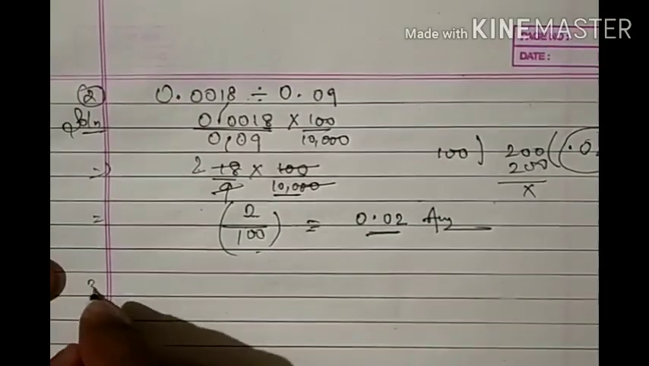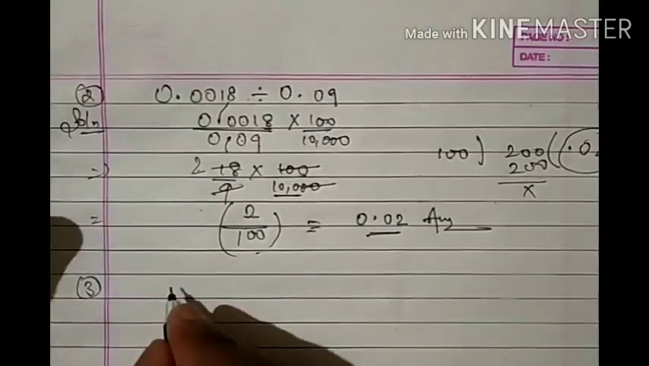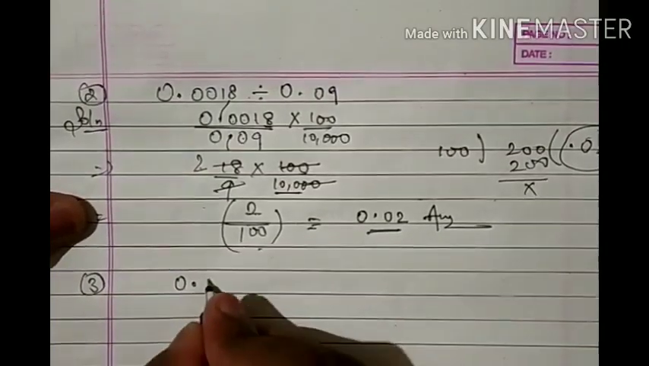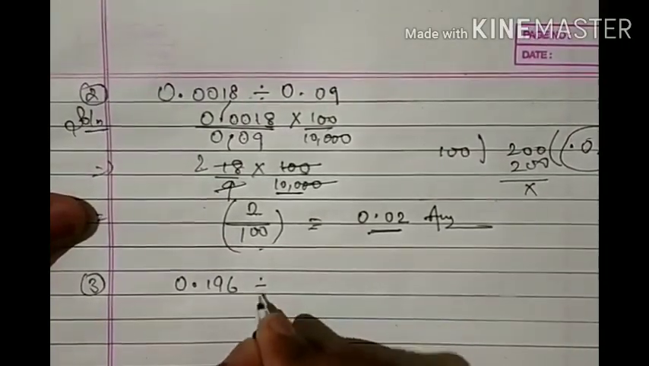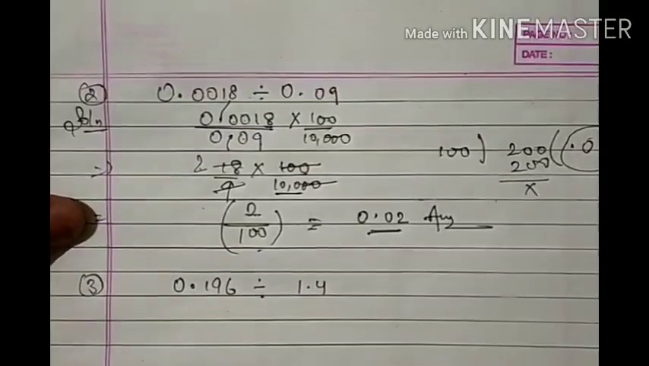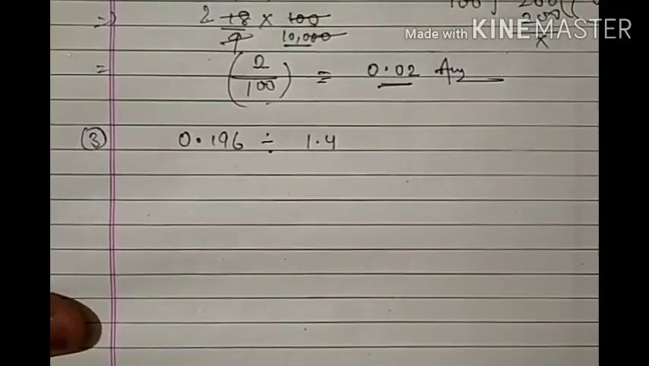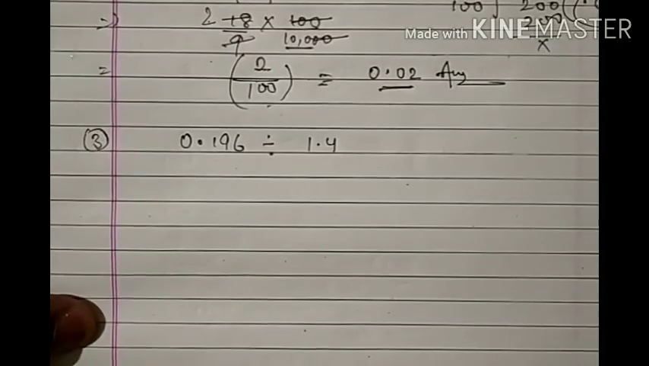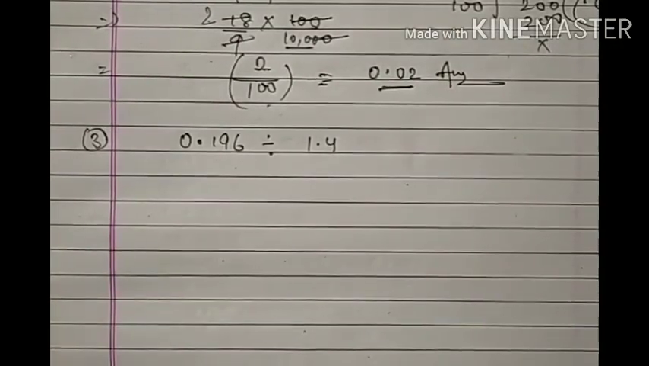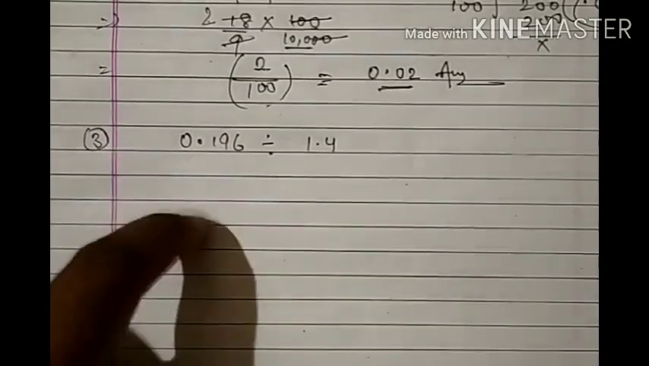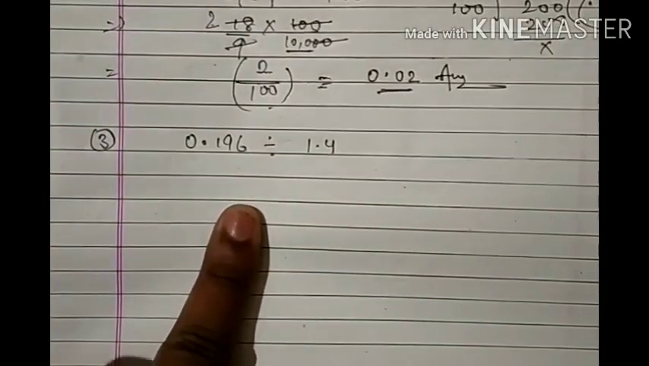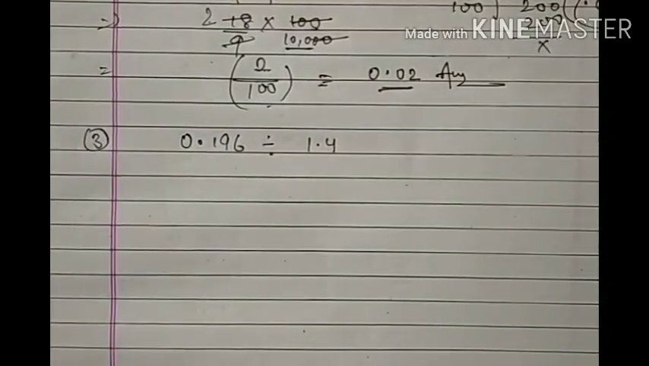Let's take one more example. 0.196 divided by 1.4. Very easy. You all can solve. Pause the video for 2 minutes and try it yourself. Pause the video, everyone. Take out your copies and pens and solve this particular question. I'll show you how to solve it after 2 minutes.